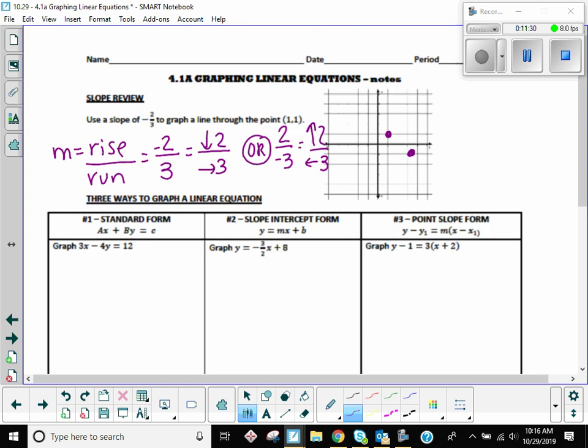And when you do that, you'll notice it's still on the same line, right? Up 2, left 3 is still here. And so then you can graph your line.